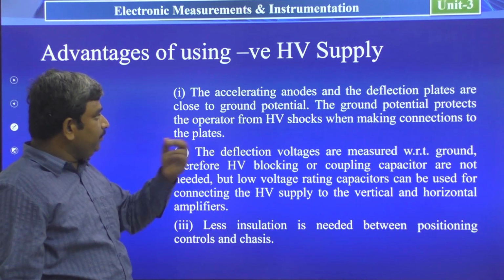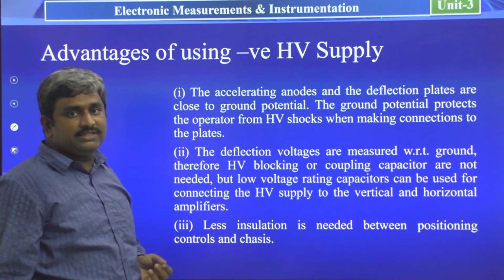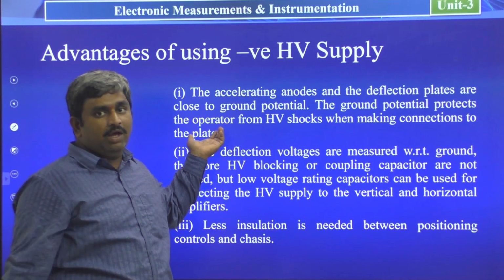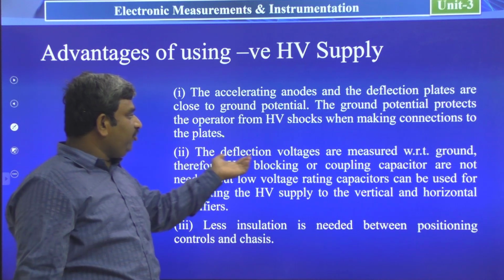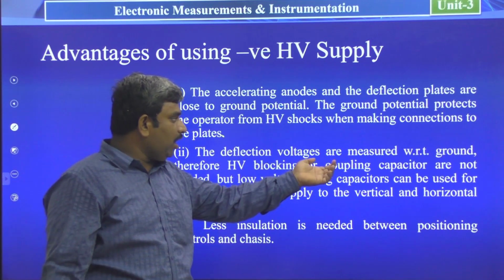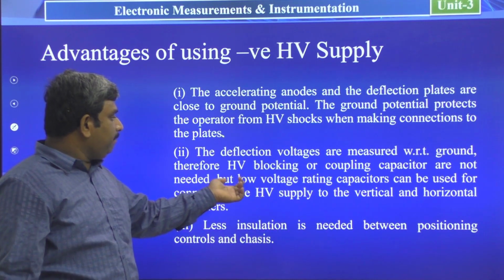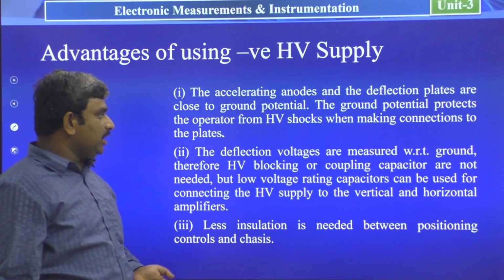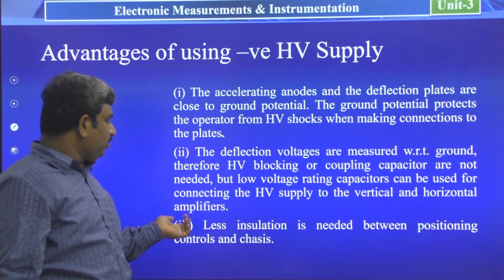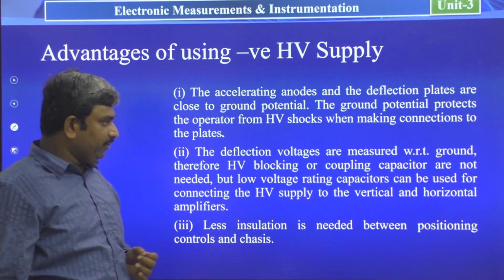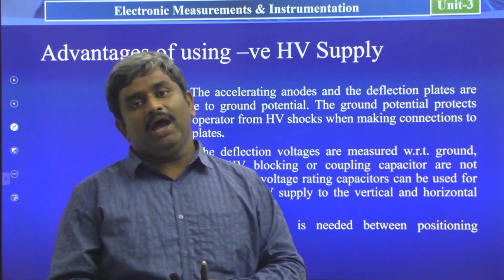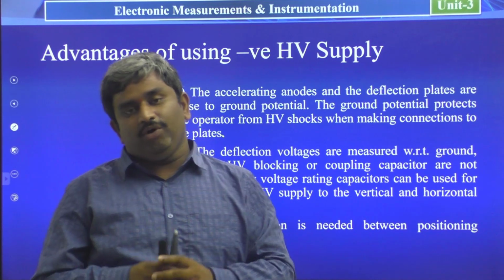So coming to here, what is the purpose of high voltages here? This point is explaining the shock hazards from high voltage shocks. The deflection voltages are measured with respect to the ground. Therefore, HV blocking or coupling capacitors are not needed, but low voltage rating capacitors can be used for connecting the high voltage supply to the vertical and horizontal amplifiers. In this concept, we are seeing high voltages and their advantages.